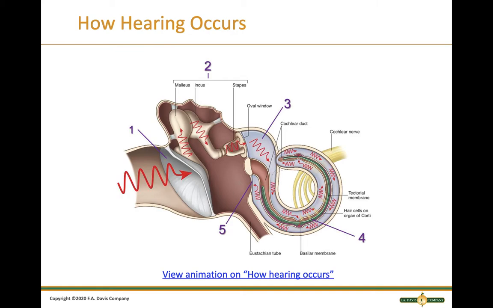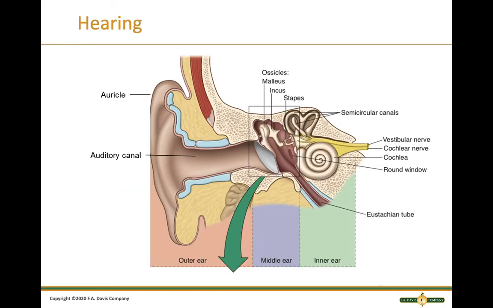Alright, next we're going to look at some parts of the ear. So let's start with the different parts. On the outside we have the auricle. That's the part you can see. It funnels sounds into the auditory canal. Then the auditory canal is kind of just a passageway for those sound waves to travel. Sound travels as a pressure wave.